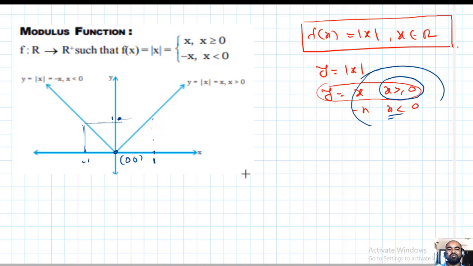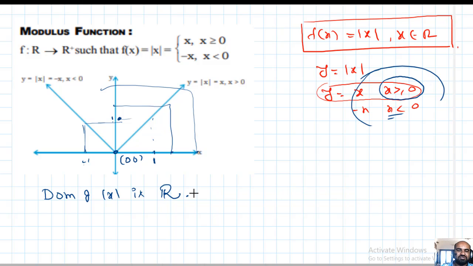Now I want to explain about the domain. Take any x; for this x, y is defined. For this x, y is defined. Any x, y is defined. What is the meaning of that? The domain is all real numbers. I will write: domain of |x| is all real numbers.